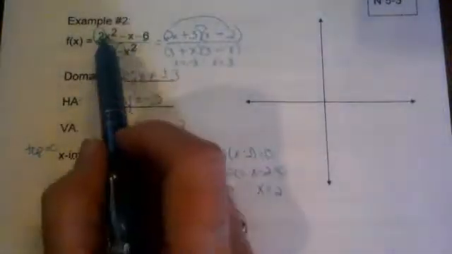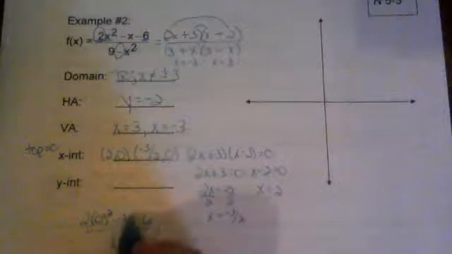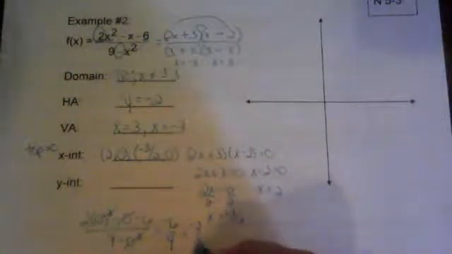For the y-intercept, I'm supposed to put 0 in for all of the x's. That's probably easiest in this original form. So 2 times 0 squared minus 0 minus 6 over 9 minus 0 squared. Well, 0, 0, 0. I get negative 6 over 9, which reduces to negative 2 over 3. So my y-intercept is (0, negative 2/3).